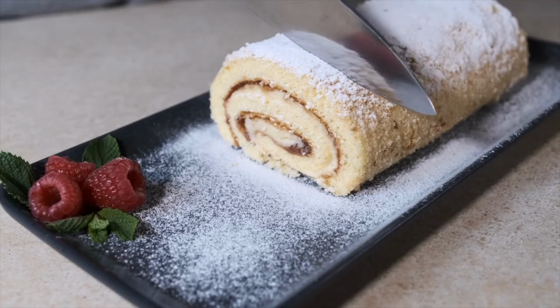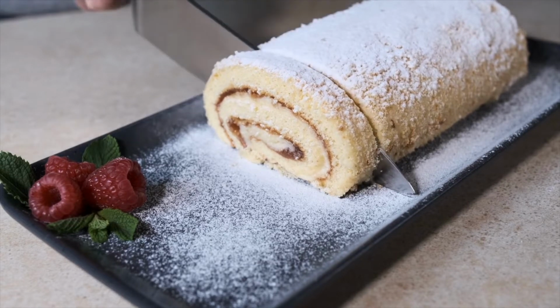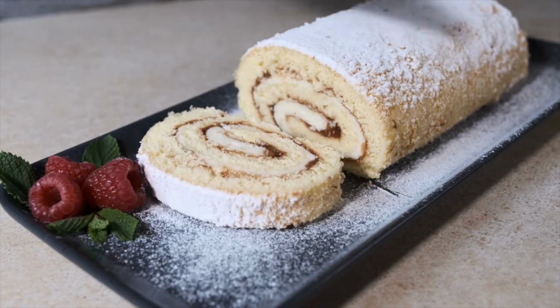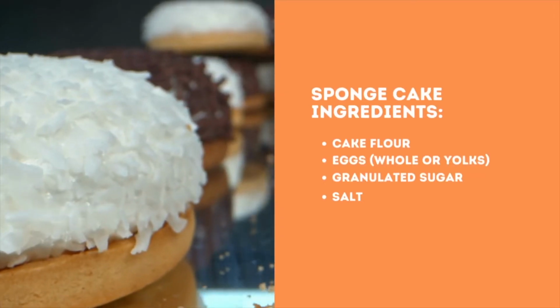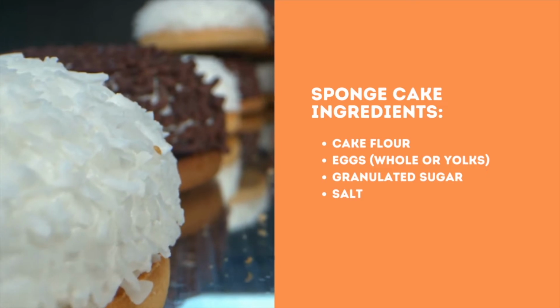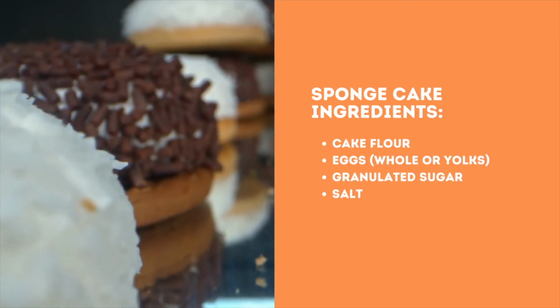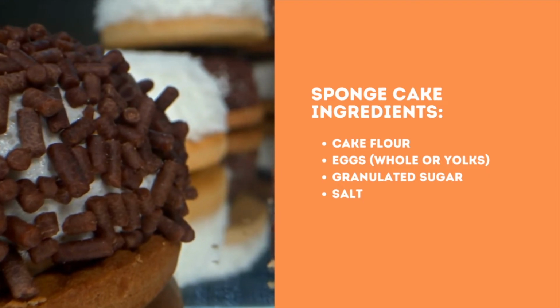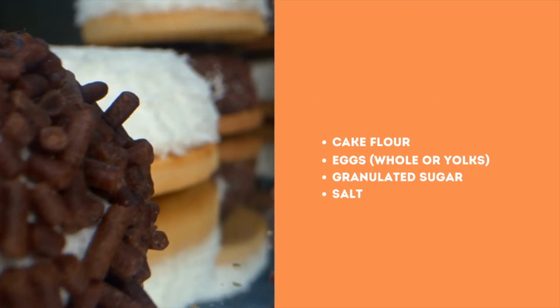This type of cake is often used as the base of other desserts such as snack cakes, jelly rolls, Swiss rolls and Tres Leches. A basic sponge cake is composed of only 4 essential ingredients: cake flour, eggs, whole or yolks, granulated sugar, and salt.